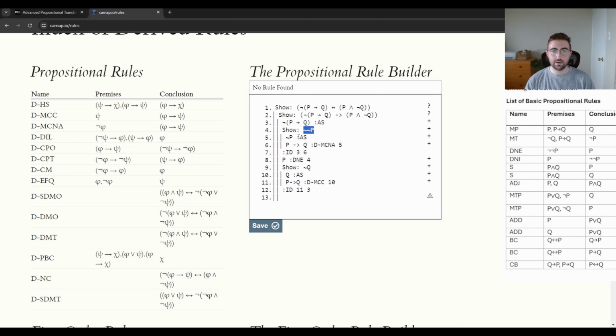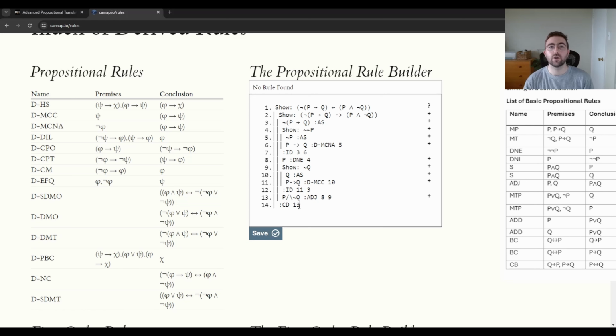And look at that. Now we have P on line 8. We have not Q on line 9. So we can get P and not Q by adjunctivization on 8 and 9. And that's exactly what we were trying to prove, right? If you assume not P arrow Q, then you can get P and not Q. That's a conditional derivation. Line 13 is where we got what we were trying to show.